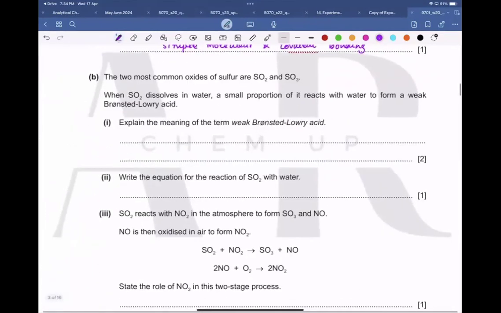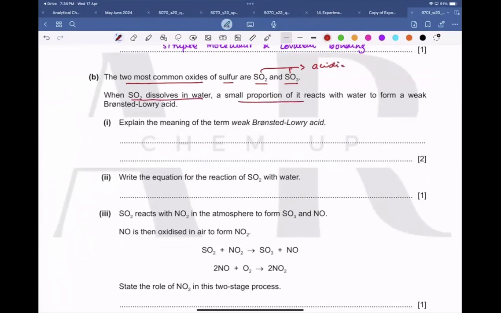Now, next part. The 2 most common oxides of sulfur are sulfur dioxide and sulfur trioxide. If you recall their nature, both are acidic. When SO2 dissolves in water, a small proportion of it reacts with water to form a weak sulfurous acid. So see, there are 2 terms, weak and sulfurous. Explain the meaning of the term weak sulfurous acid. So you have to explain what is weak acid and what is sulfurous acid. You have to explain both the things.